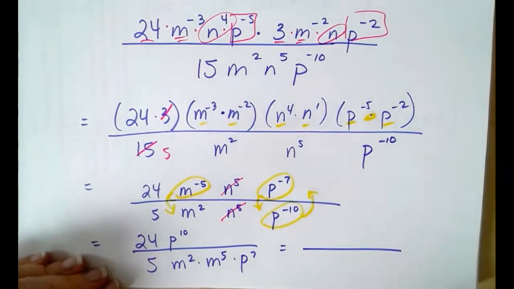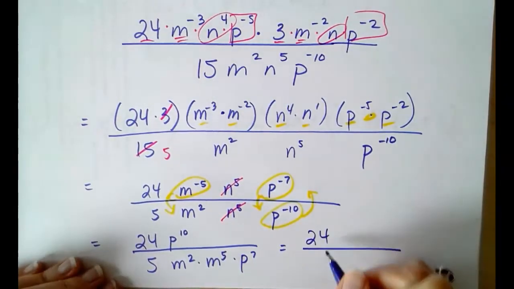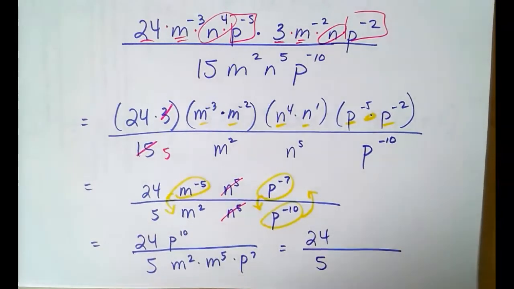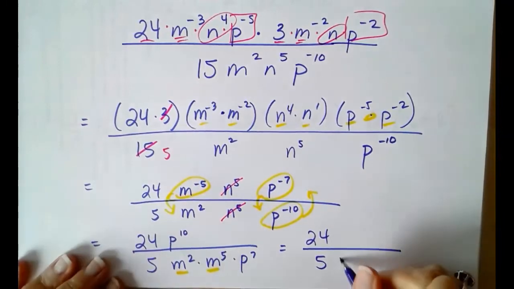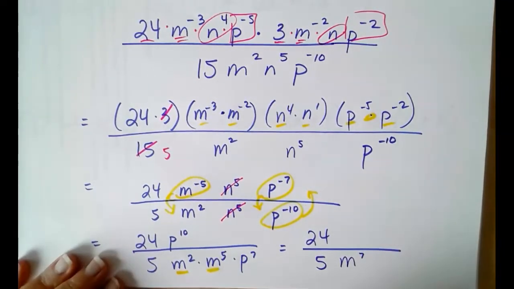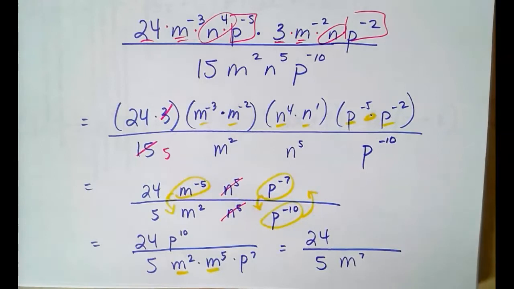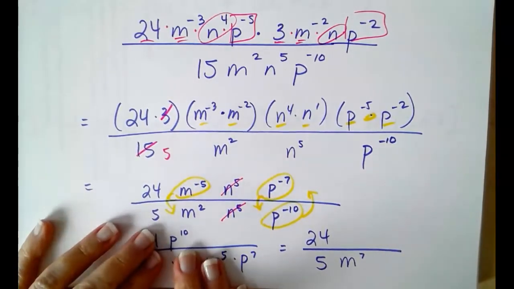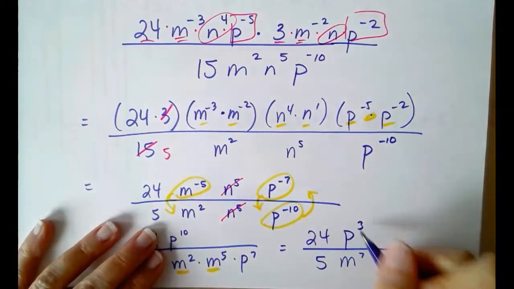One last simplification here. 24 over 5, still hanging in there. M squared times m to the 5th: we're multiplying and the bases are the same, so that's m to the 7th on the bottom. And then our final property of exponents is the quotient property. If we have p to the 10th over p to the 7th, I'm dividing and the bases are the same. 10 minus 7 leaves p to the 3rd on the top.